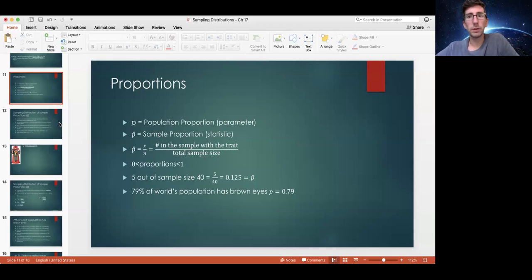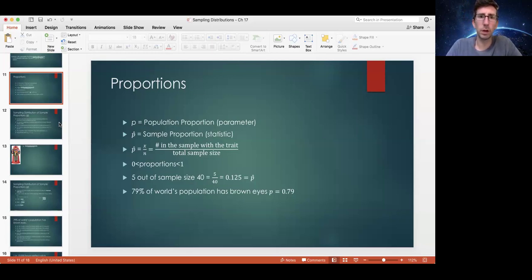It turns out this is also true for proportions. So we're going to take a minute here and define proportions, talk about what they are, see what requirements we need for our sample proportions to be normally distributed, and hopefully show an example that'll help clear any questions up that you might have.